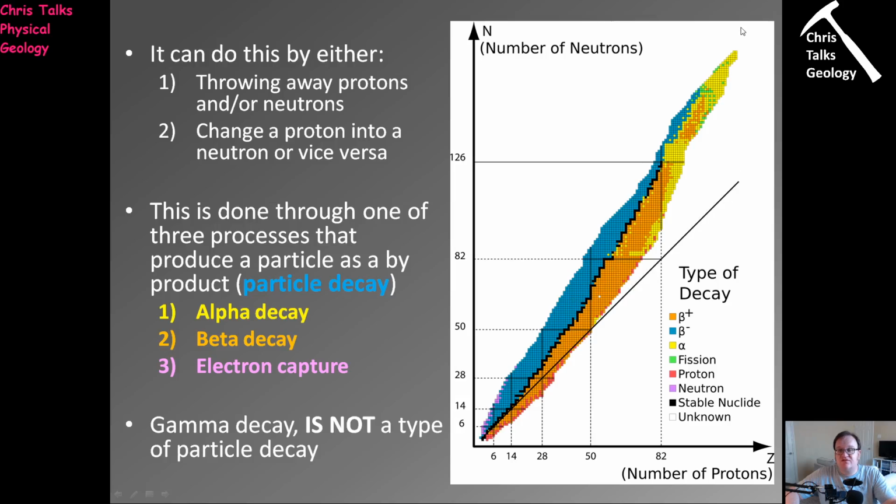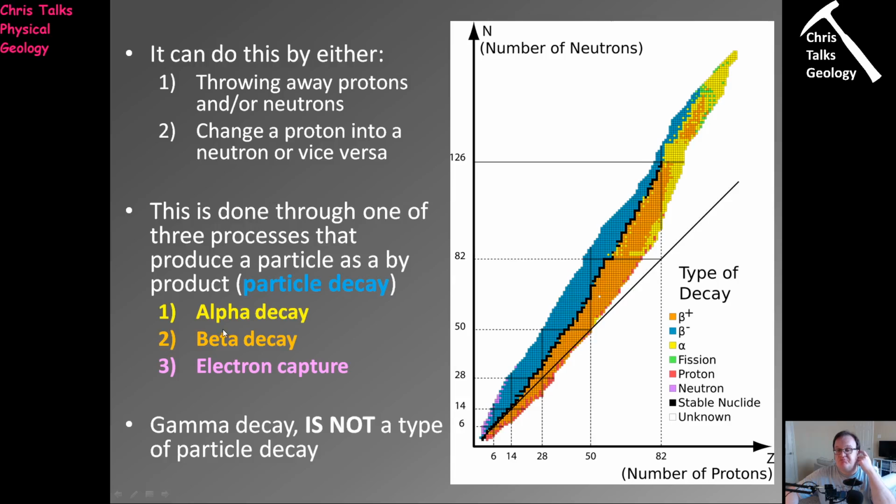Now, this diagram here kind of shows you what happens to elements when they essentially try to decay. So if we look here, we have increase in proton number on the bottom, and we have increase in the number of neutrons coming up here on the left. Now these black squares here represent the stable isotopes, the ones that will not decay. So they're good. Now as soon as you go above this line, these isotopes are going to decay through what's referred to as beta negative decay. That's beta decay here.